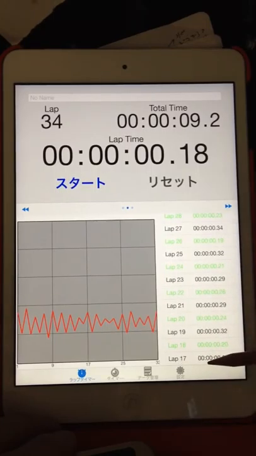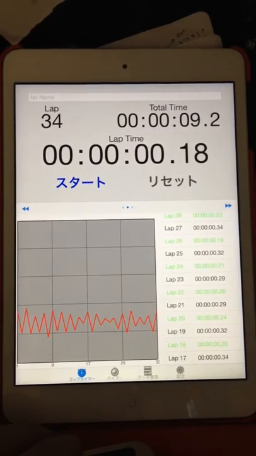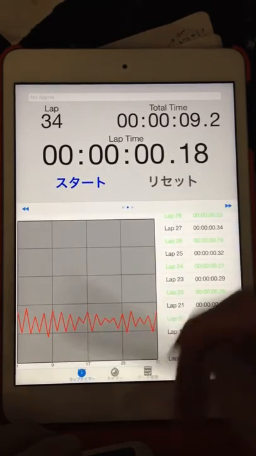Third bar, 1, 2, 3, difference is 3. 3 means 30 milliseconds. If 30 milliseconds divided by 0.54 seconds equals 6%.